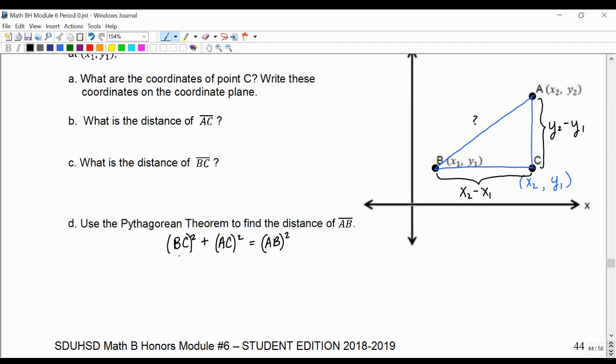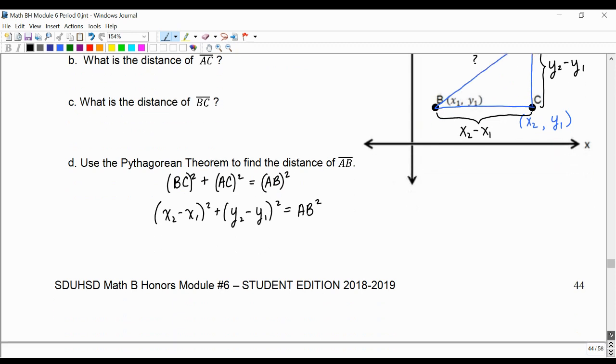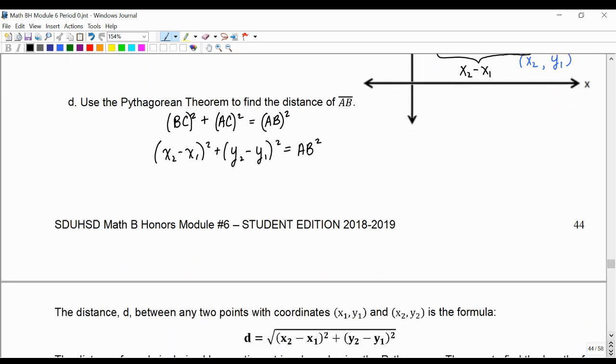Okay, there's the Pythagorean theorem. Now we're going to plug in what we know. We know that BC is x2 minus x1 squared, plus, and AC was y2 minus y1 squared, and AB is what we're after. And if you remember with exponents, we did talk about that we can't distribute exponents over addition or subtraction, that we had to use the box array model. We're not going to do that in these problems today.